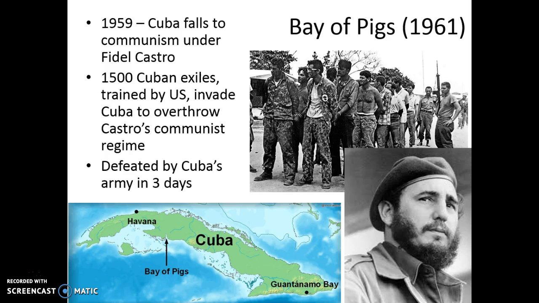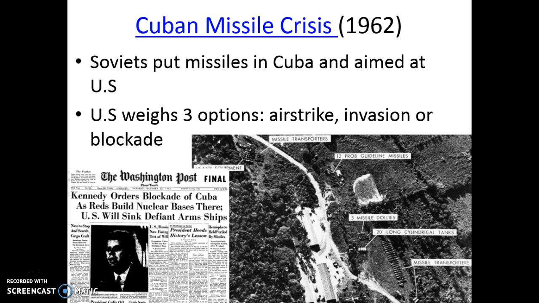Because of this, the Soviet Union is going to pledge aid to Cuba by giving them the protection of short and long-range nuclear missiles. And this is going to touch off the Cuban Missile Crisis in 1962. In the next screencast, I'll get into some more detail about the Cuban Missile Crisis and Vietnam.